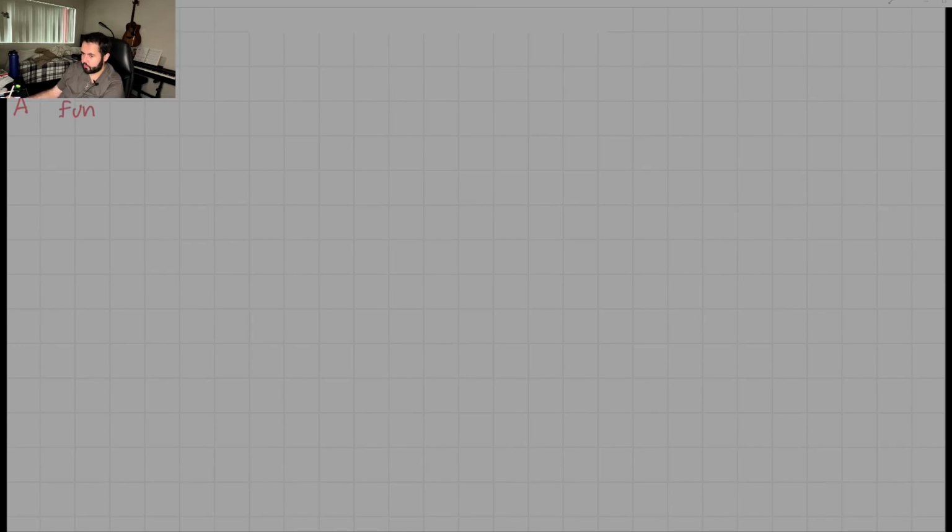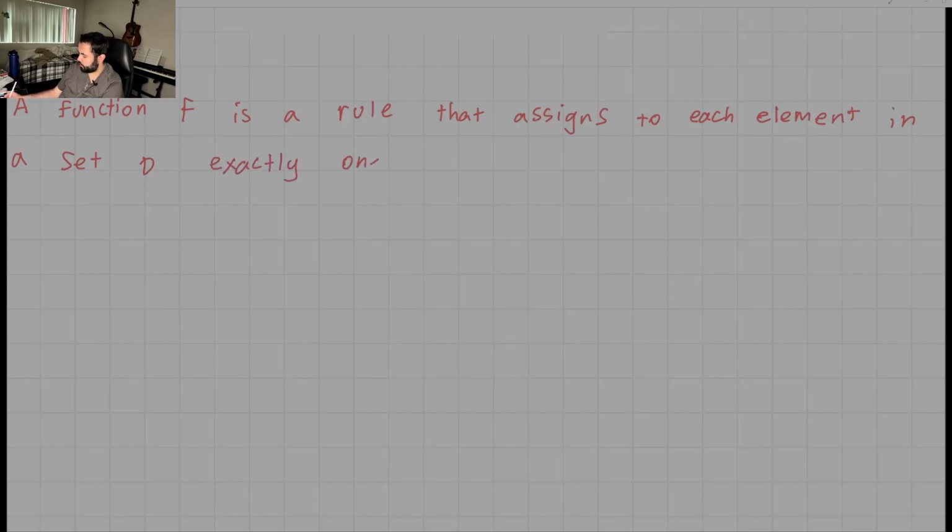A function f is a rule that assigns to each element in a set D exactly one element, called f of x, in a set E. I'm going to go a little bit more into what exactly an element can be in just a moment. Excuse my terrible handwriting.